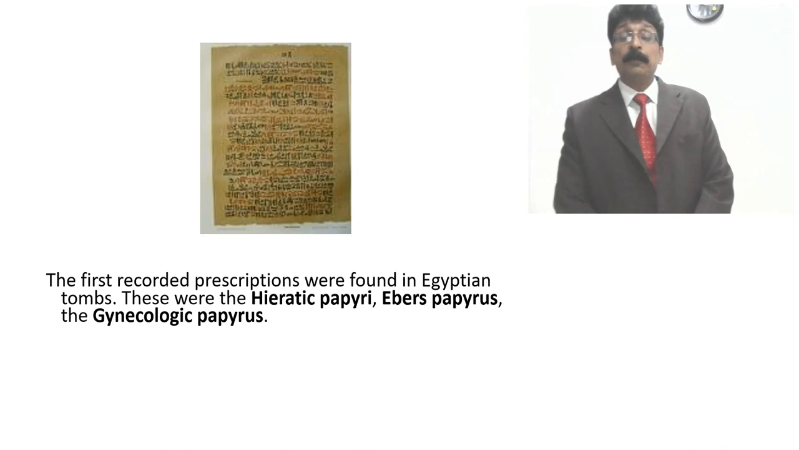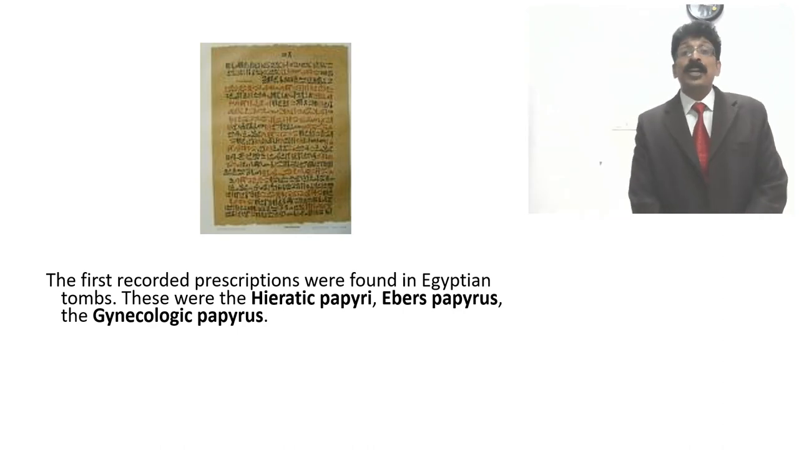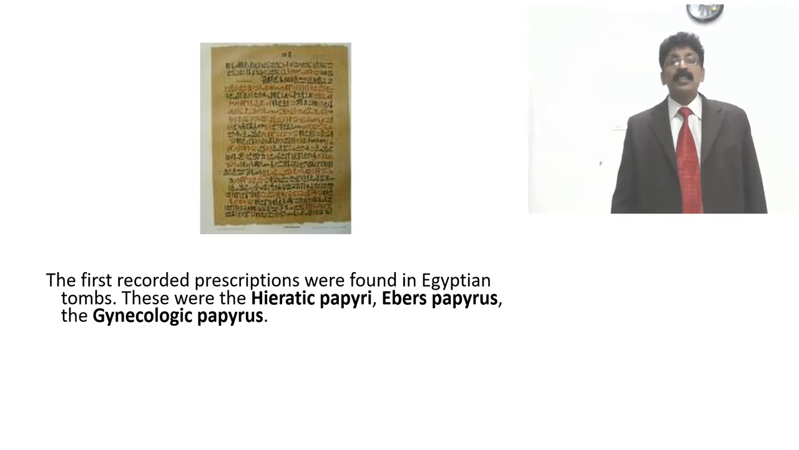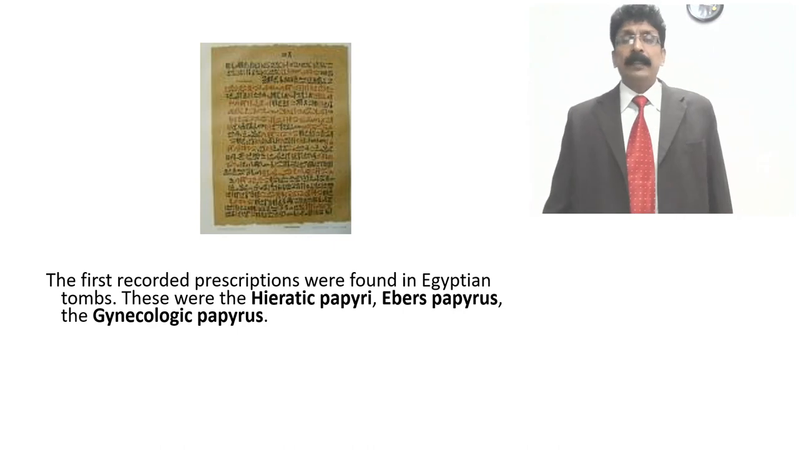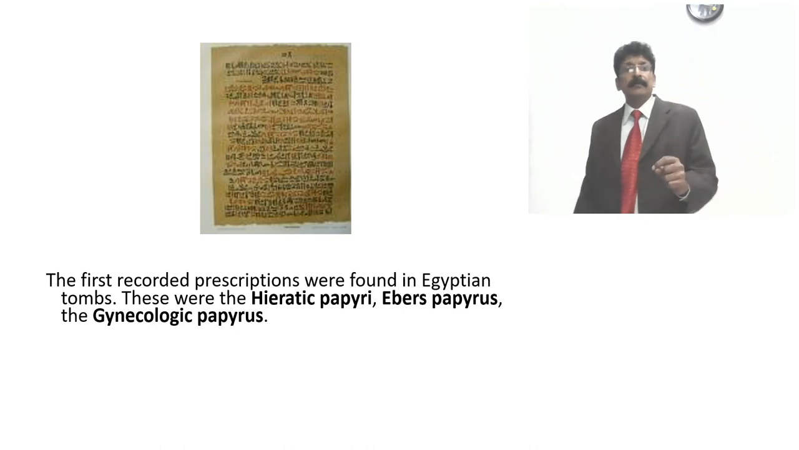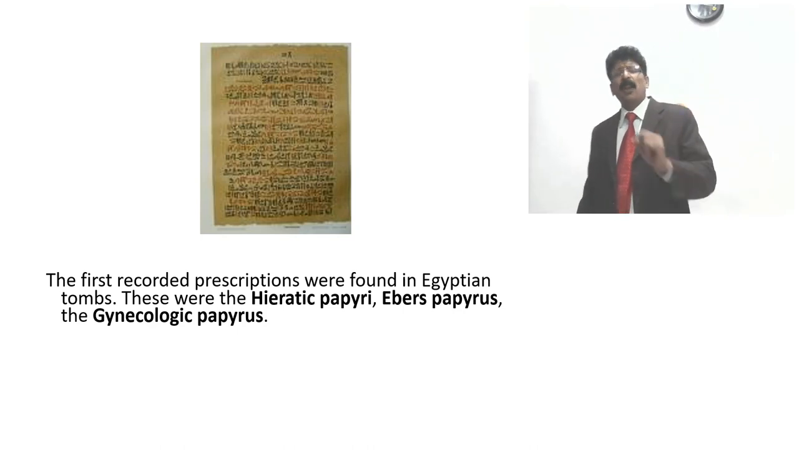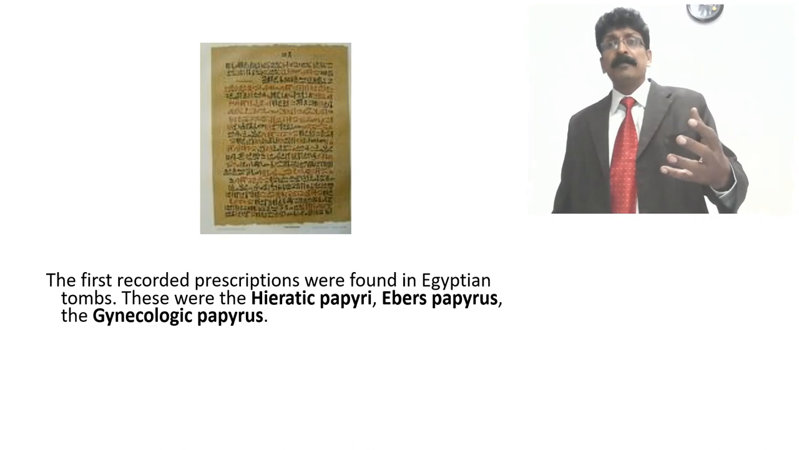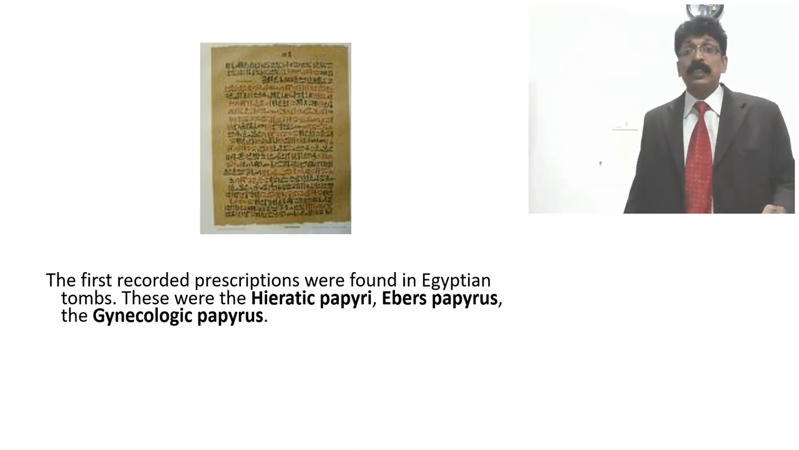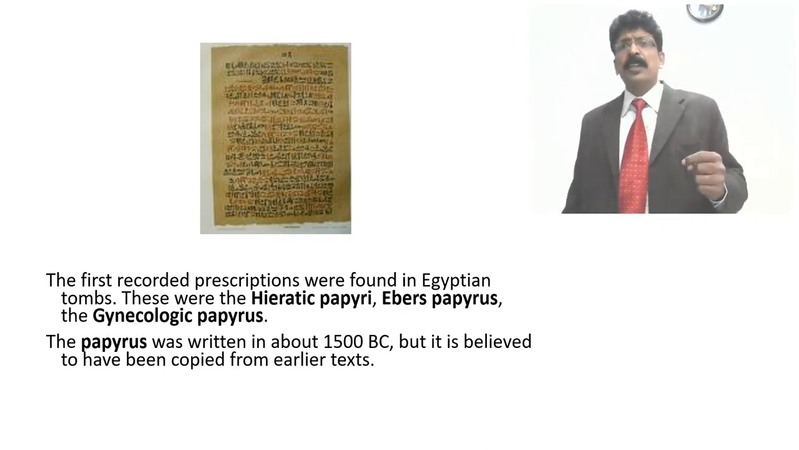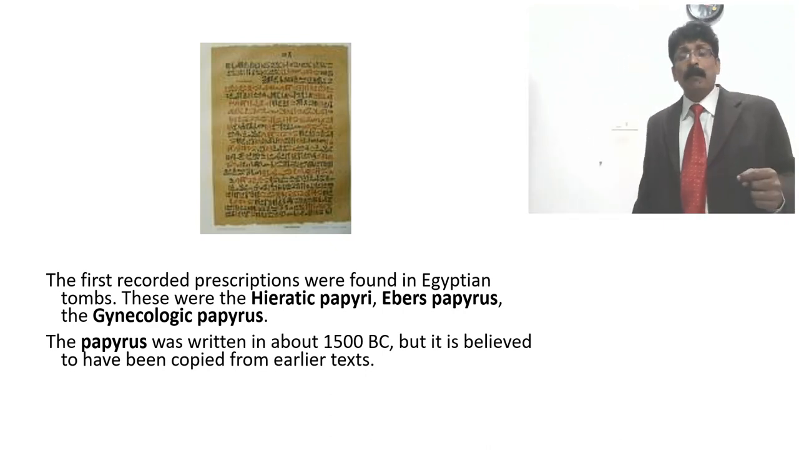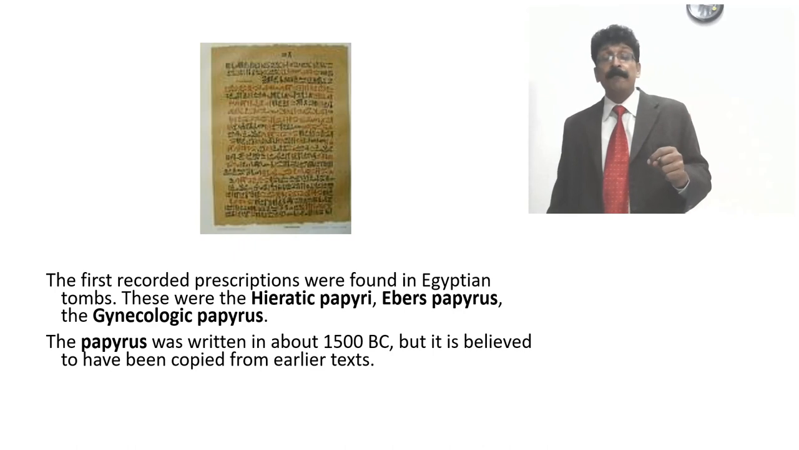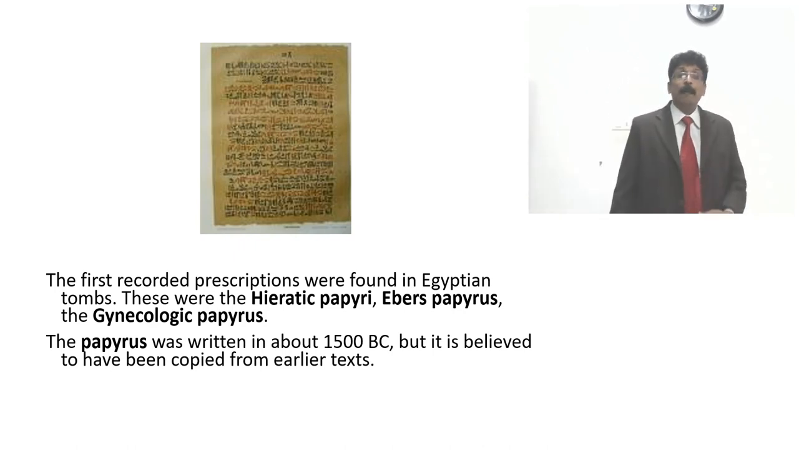The first prescription was written in the Egyptian tombs. You may know Egyptian tombs. The first recorded prescriptions were found in Egyptian tombs. These are the Hearst papyrus, Ebers papyrus, and gynecologic papyrus. This has a lot of details on the usage of drugs for gynecology, for females. They have given in detail this prescription and usage of the drugs. In the papyrus especially, there is also cardiac content, they have mentioned the heart. The papyrus was written about 1500 before Christ, BC, but it was believed to have been copied from earlier texts.